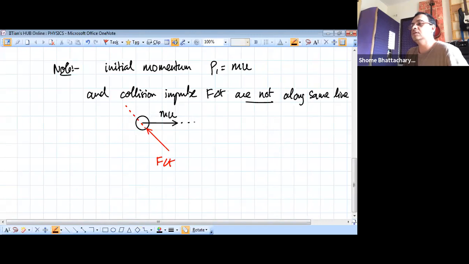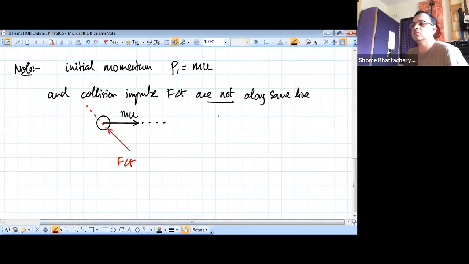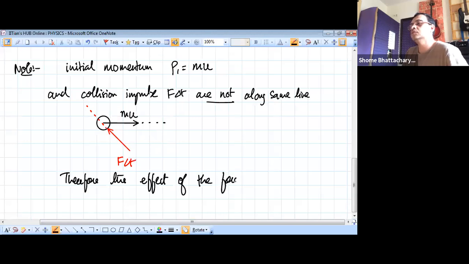So whenever this kind of situation happens, that the force and the initial momentum are not along the same line, the direction of motion changes. Therefore, the effect of the force F, or you can say the impulse F delta t, will be to change the direction of the motion.